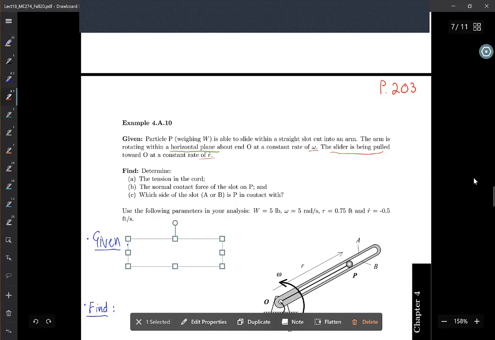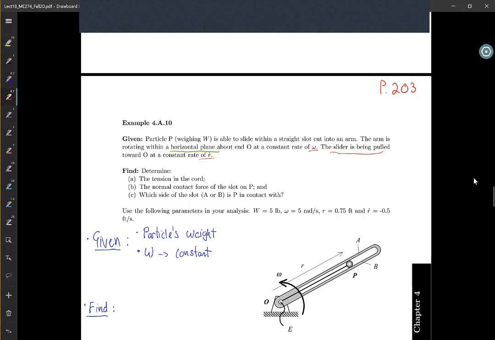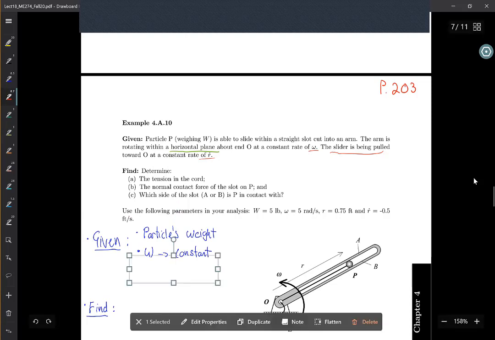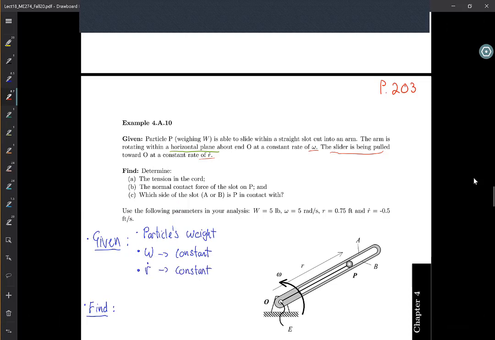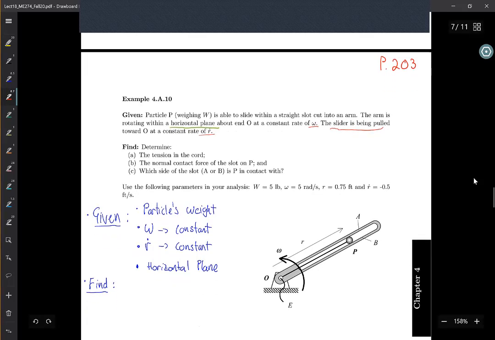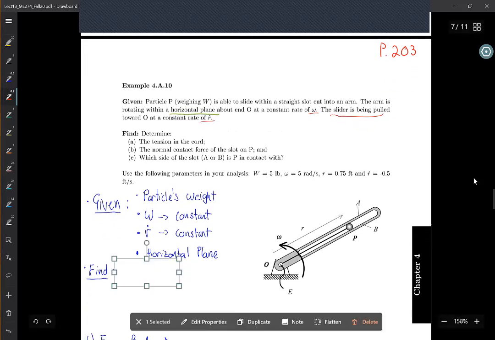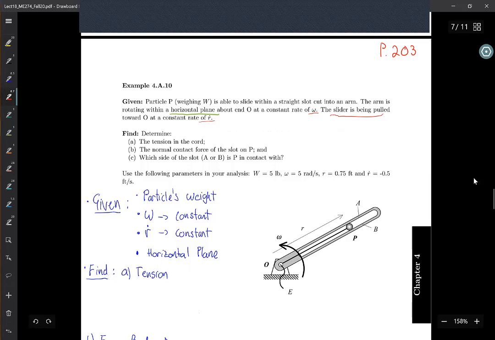So we have the particle's weight, we have the angular rotation of the whole assembly. We have that the particle is being pulled with a certain speed, and we're told that there is a horizontal plane. Everything happens on a horizontal plane. And we need to find the tension, the normal force, and what we discussed in the previous class. In which of the surfaces is that particle leaning on?